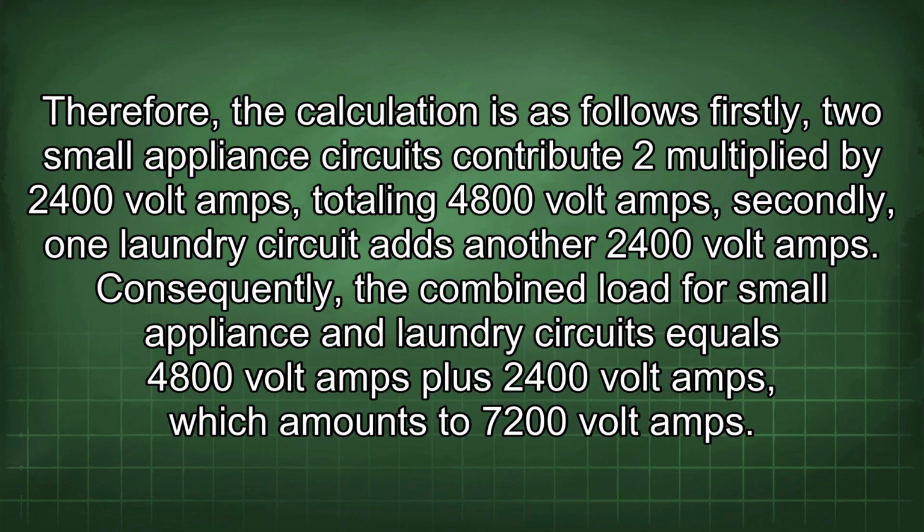Firstly, 2 small appliance circuits contribute 2 multiplied by 2400 volt amps, totaling 4800 volt amps. Secondly, 1 laundry circuit adds another 2400 volt amps. Consequently, the combined load for small appliance and laundry circuits equals 4800 volt amps plus 2400 volt amps, which amounts to 7200 volt amps.